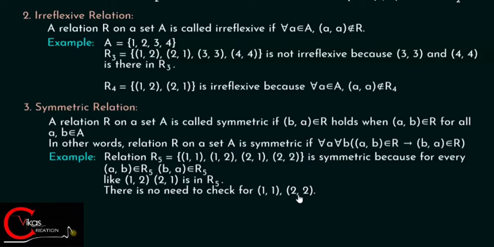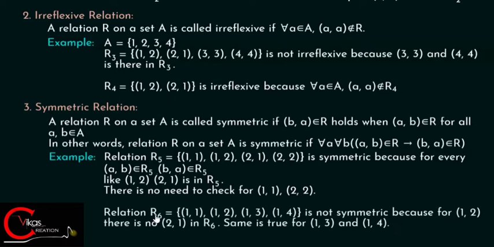And let's consider one more relation. Here we have relation R6 which consists of these ordered pairs: (1, 1), (1, 2), (1, 3), (1, 4). You can see that for (1, 2) we do not have (2, 1). So from this point itself we can say this relation is not symmetric. Right? Same is true for (1, 3) and (1, 4) as well. For (1, 3), we do not have (3, 1) inside R6. For (1, 4), we do not have (4, 1) inside R6. So it is clear that relation R6 is not symmetric at all.